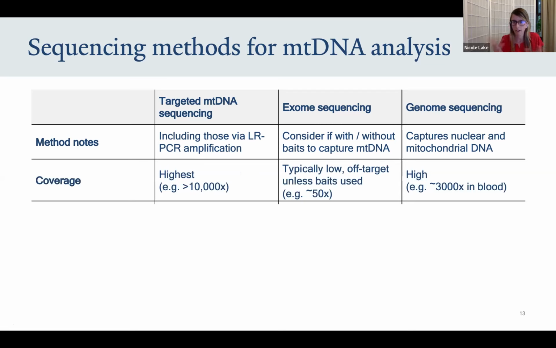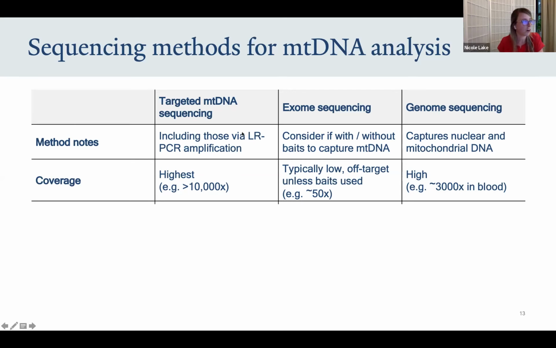There are various considerations to take into account with these different types of sequencing data. One is coverage. Targeted mitochondrial sequencing, for example, has the potential to provide very high coverage of the genome, which is great if you want to confidently call those low fraction heteroplasmic variants, where you really want high coverage to be robust.